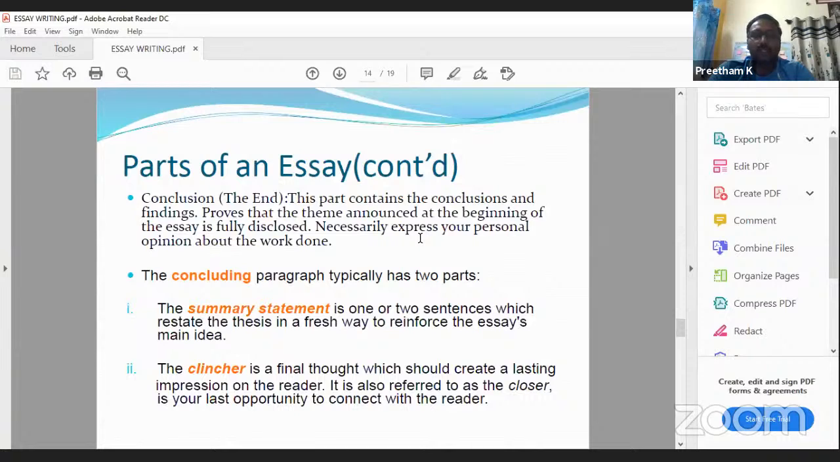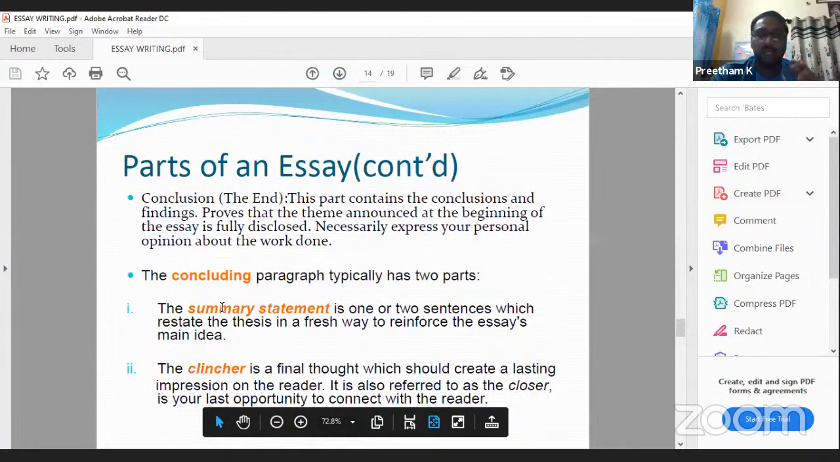It is also referred to as the closer, your last opportunity to connect with the reader. So in the clincher, you should come up with your personal opinions. In the summary statement, you will be just writing a concise version of the entire essay.